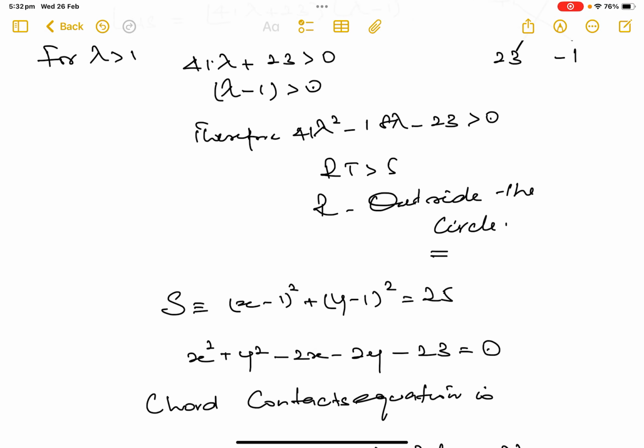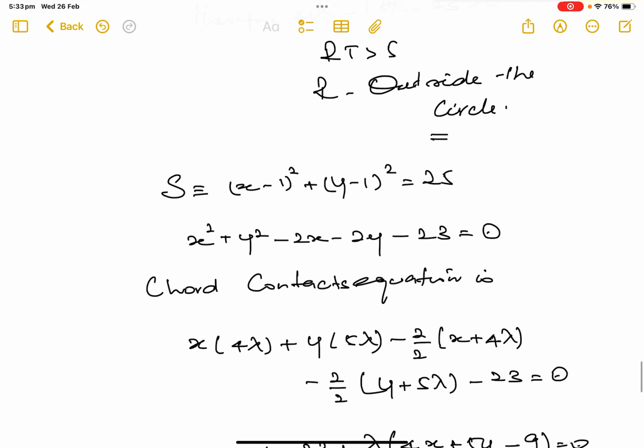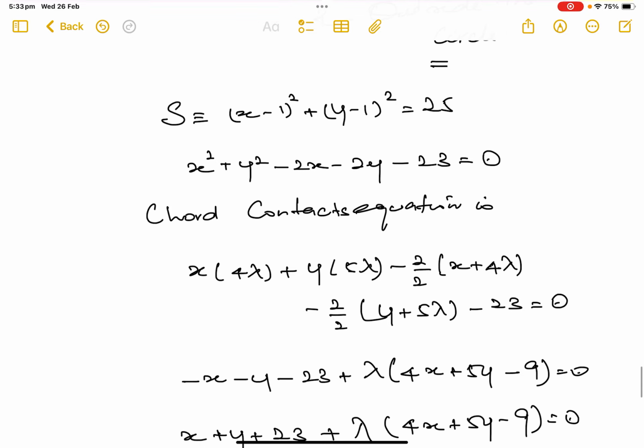Right, the circle is (x minus 1) squared plus (y minus 1) squared equals 25, the circle's equation. I just wanted to expand it and separate. So this will be x squared plus y squared minus 2x minus 2y minus 23. If you bring that 25 to the left-hand side, you can work it out. So we have the circle's equation as x squared plus y squared minus 2x minus 2y minus 23 equals 0, in the standard form.